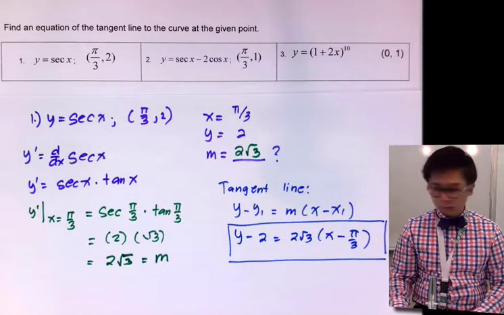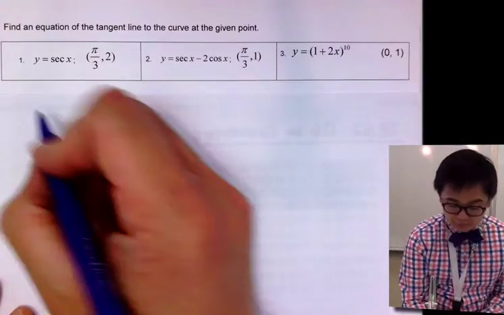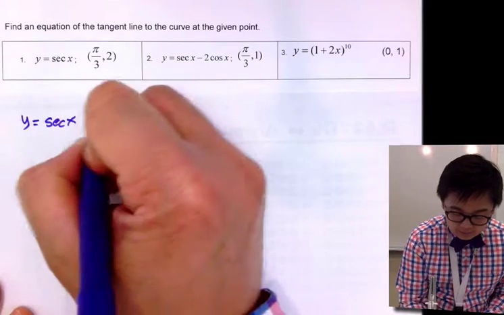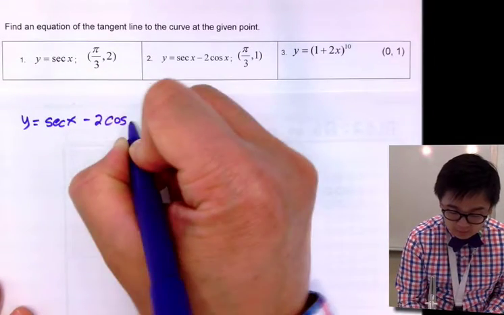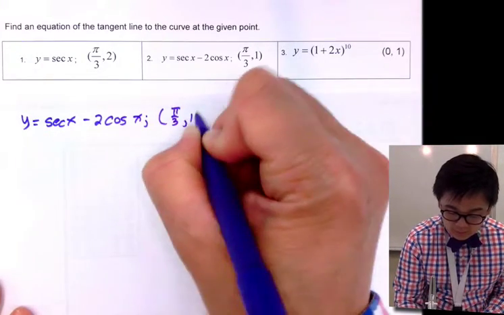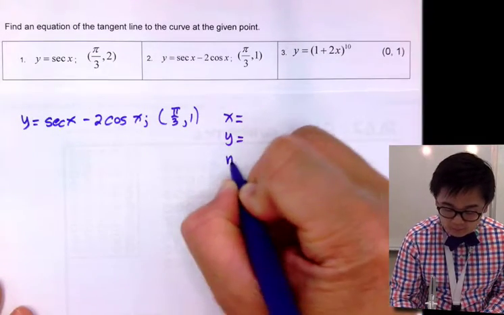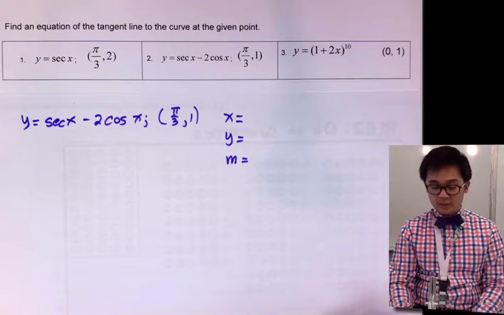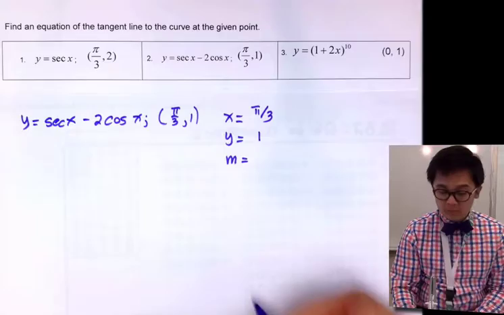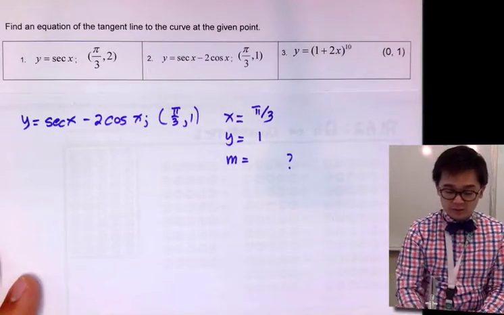Now let's go ahead and answer problem number 2. On problem number 2, we're supposed to use the function y equals secant x minus 2 cosine x at the point pi over 3 and 1. And we need the value of x, y, and m to solve this problem. So x is given, y is also given. We just need to find the slope. And to do that, we're going to take the derivative of this function.